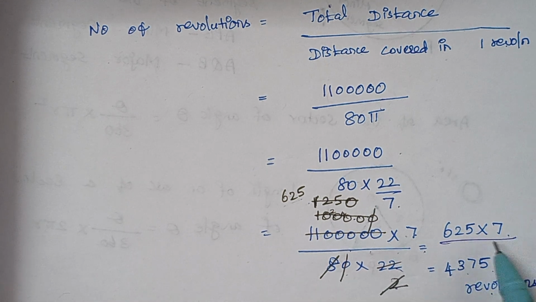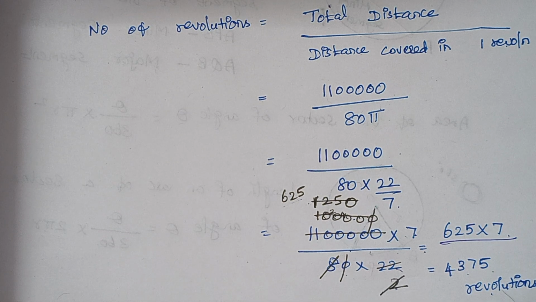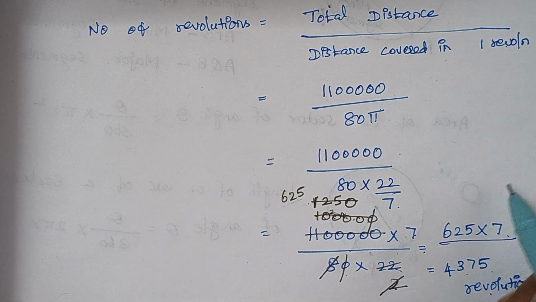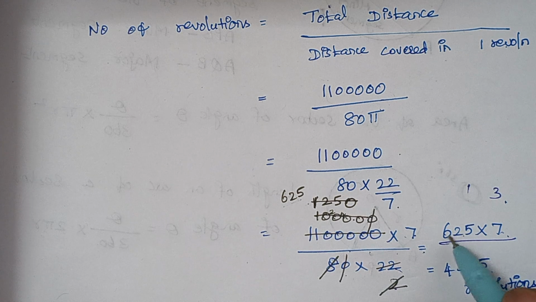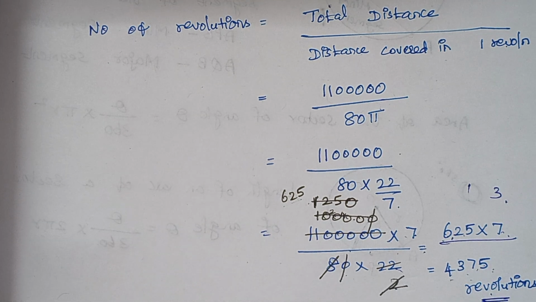This is a simple multiplication, you can easily do it, I believe. 7 5s are 35, 5, remainder 3; 7 2s are 14, 14 plus 3 is 17, so 7, balance 1; 7 6s are 42, 42 plus 1, 43. So 4375 revolutions. The number of revolutions in 10 minutes is 4375.